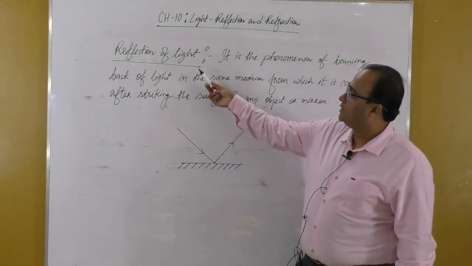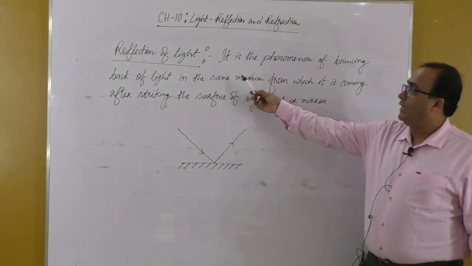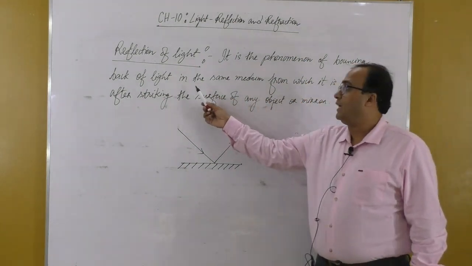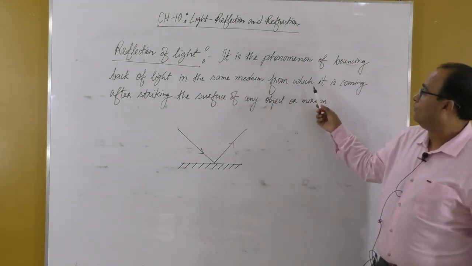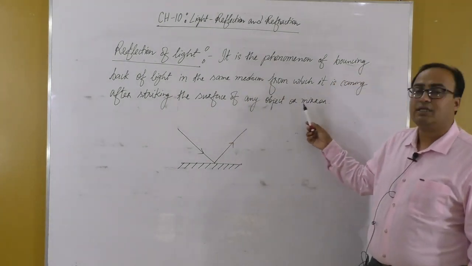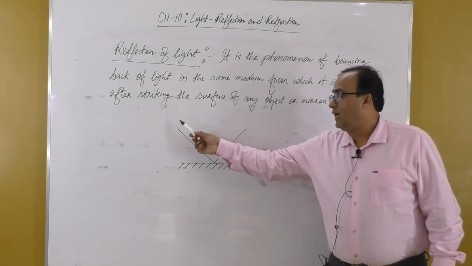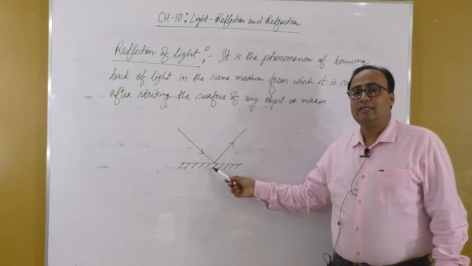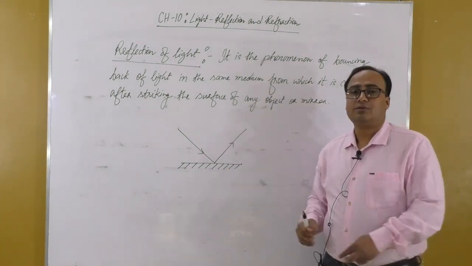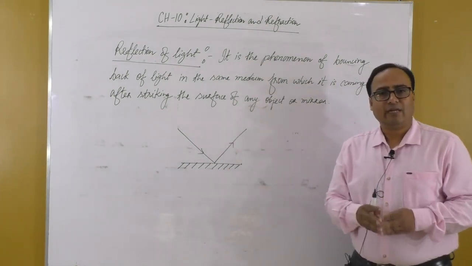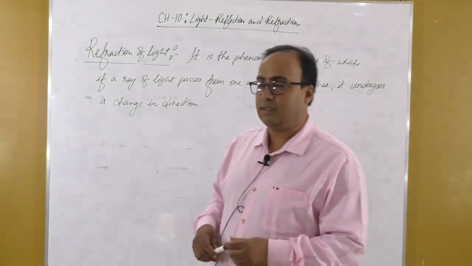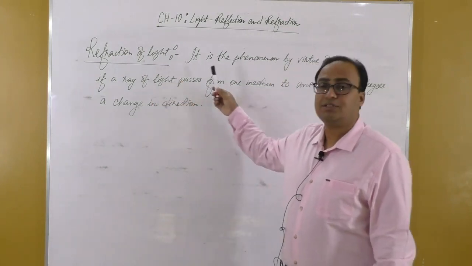If you look at the definition here, what is reflection of light? It is the phenomenon of bouncing back of light in the same medium from which it is coming after striking the surface of any object or mirror. So light is falling on a surface, light is bounced back into the same medium from which it was coming. So this phenomenon is reflection of light. After reflection of light, the term that we are discussing next is refraction of light.